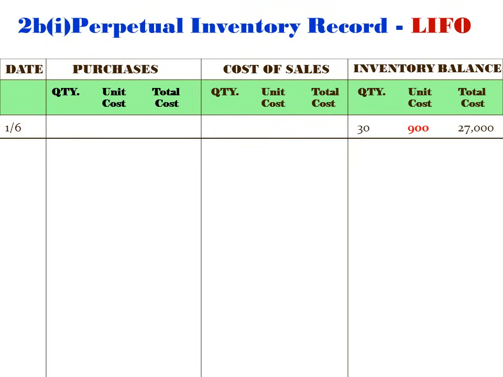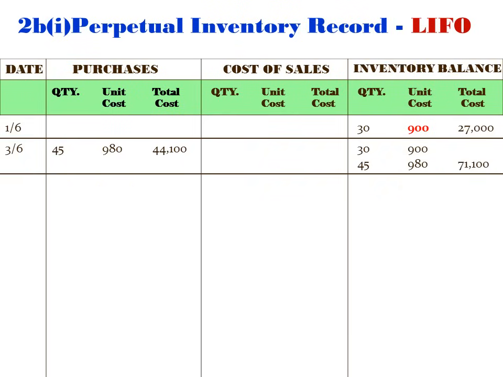Next, we are told on June 3rd, we purchased 45 units at 980 each. Total dollar value there would be 44,100. So at the end of the day, remember the order in which we got the inventory is crucial. So at the end of the day, we have 30 at 900 and 45 at 980. And we add the dollar amounts. We go to June 5th.